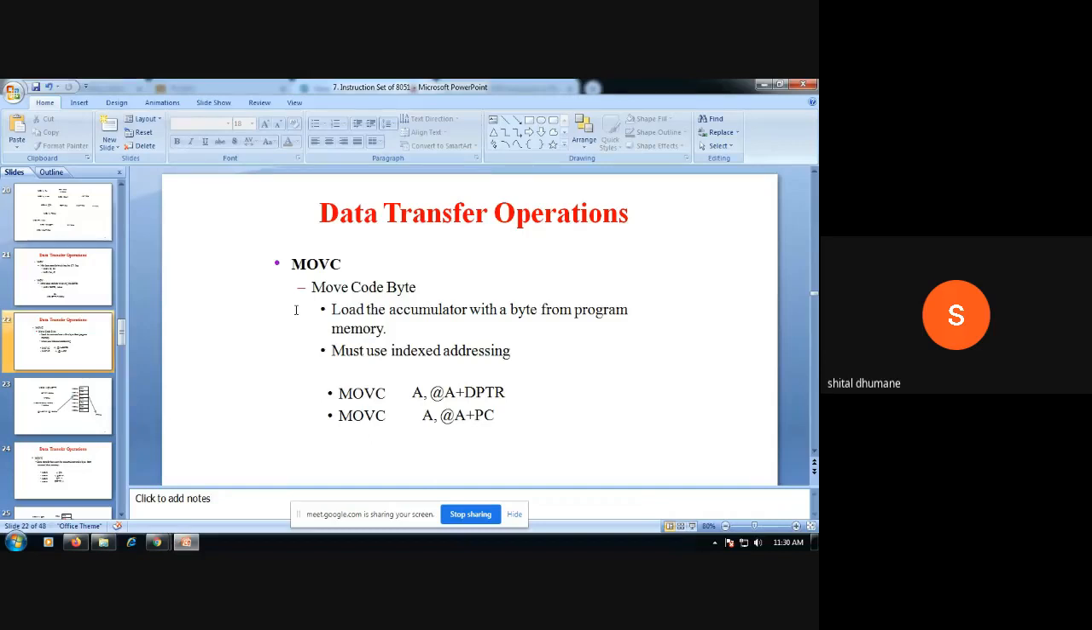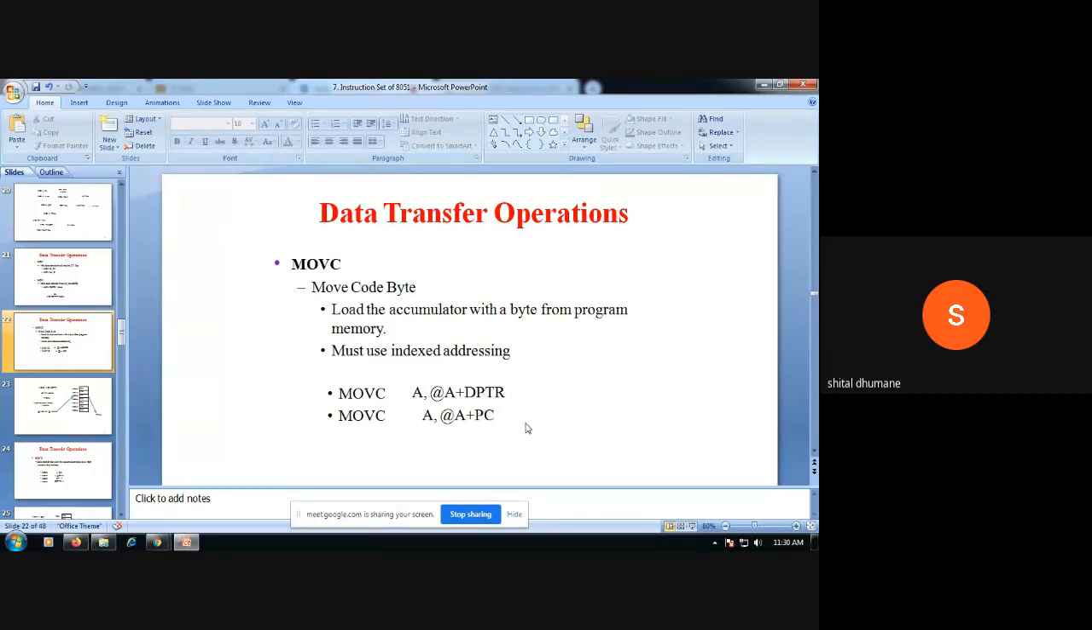Related to your memory, the contents of memory will get transferred. Load the accumulator with the byte from program memory. So this is called index addressing. Two instructions are there, that is MOVC. This C indicates your code memory. MOVC A, @A+DPTR, and the second instruction is MOVC A, @A+PC, the program counter.